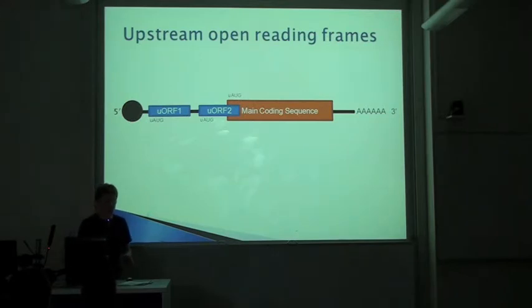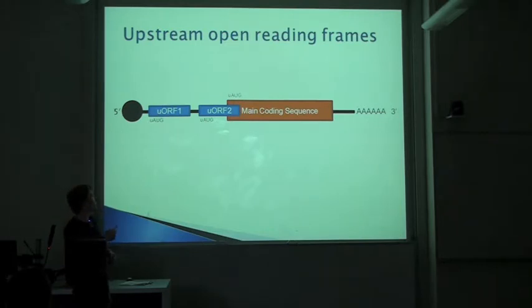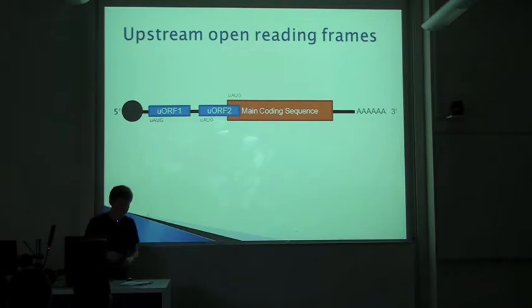The length of UOFs is also variable, although the average is about 48 nucleotides, and where they're located within the 5' UTR is also not static, with some being located up near the 5' cap, some in the middle of the 5' UTR, and some overlapping with the main coding sequence.